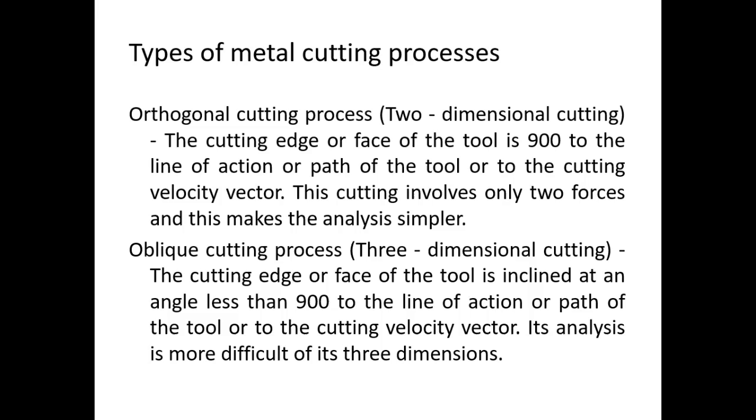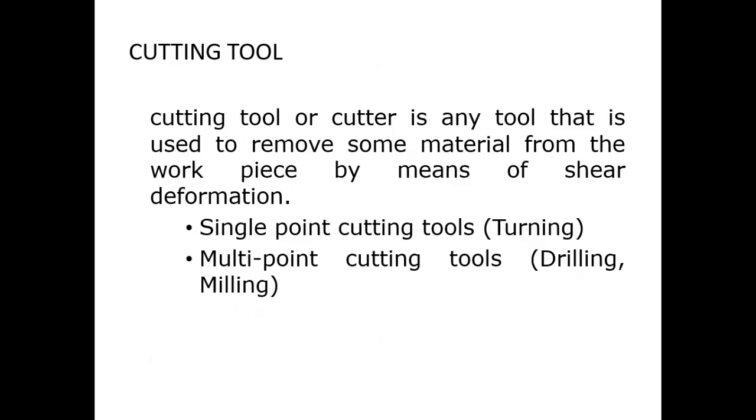Oblique cutting is nothing but three-dimensional cutting. The cutting edge or face of a tool is inclined at an angle less than 90 degrees. So when we are performing certain operations, when the tool and the workpiece are inclined exactly at 90 degrees, we call it orthogonal cutting. When we say less than 90 degrees between the tool and workpiece, obviously it's an oblique cutting process.